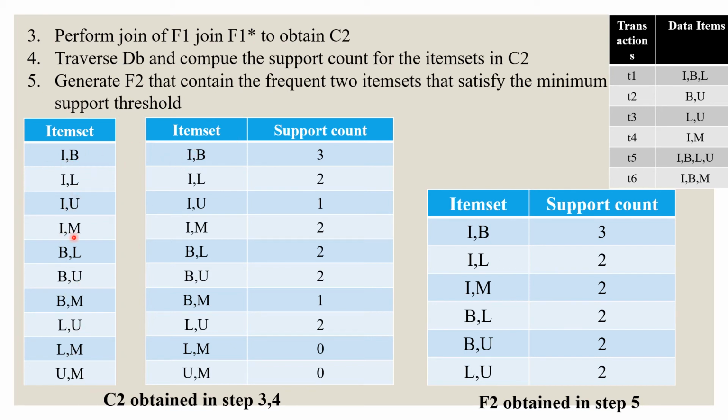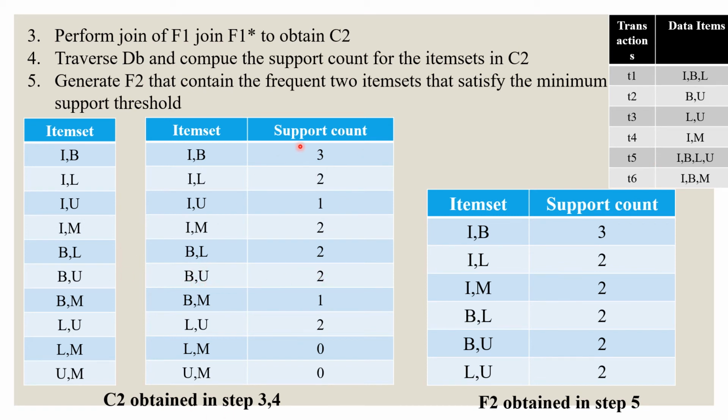Then for these values we are going to find the support count. Support count: how many times did IB occur? One time, two times, three times. So we write it as three. How many times has BU occurred? One time, and here two times, in transaction T2 and in transaction T5 two times. So BU value is 2.